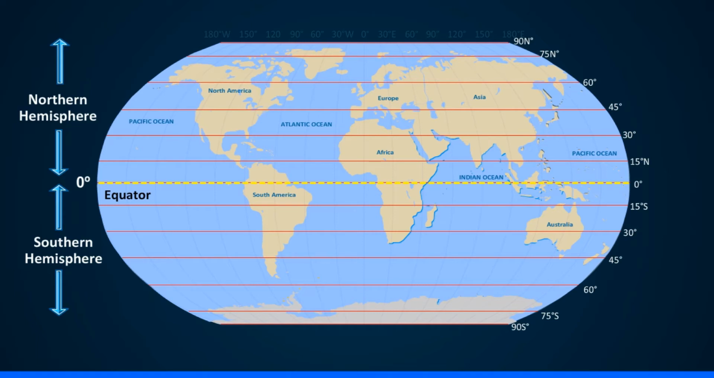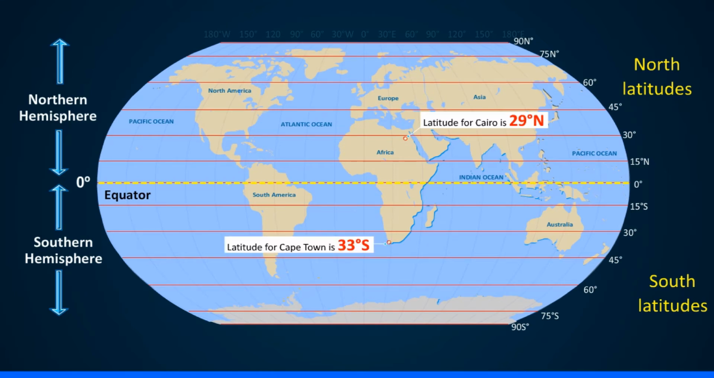The latitudes to the north of the equator are denoted by the letter N, while those south of the equator are denoted by the letter S. Example, latitude of Cairo is 29° N and the latitude for Cape Town is 33° S.